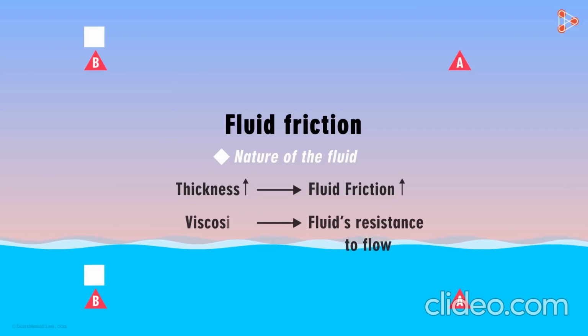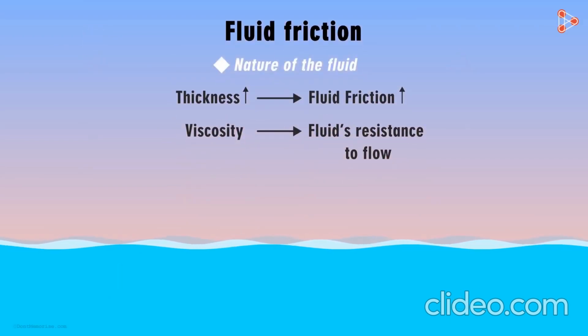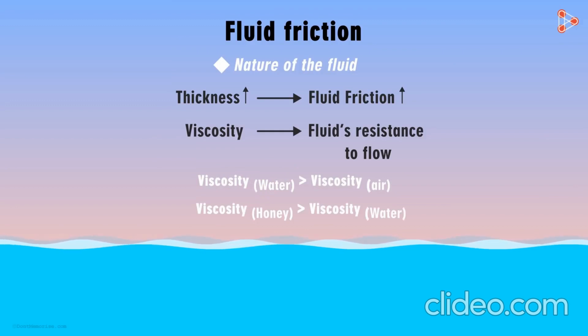It's called viscosity. So here we can say that water is more viscous than air. The higher the viscosity, the more resistance is offered by that fluid. Honey is more viscous than water, which is why it offers more friction than water. That was the first factor affecting fluid friction: the nature of the fluid.